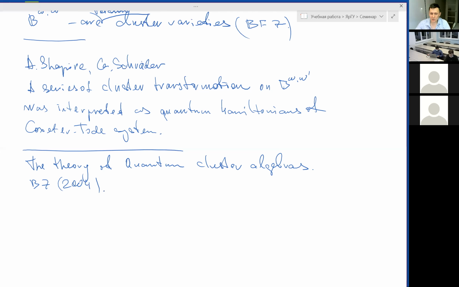Sorry, can you give a very brief explanation of what the Coxeter-Toda system is? It's better just to look in the paper of Shapiro. Can you give the reference? Yes, but not now.